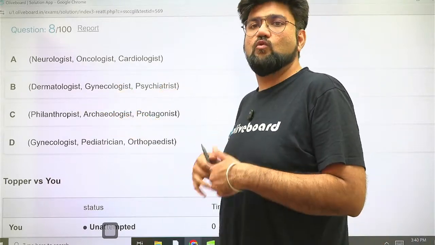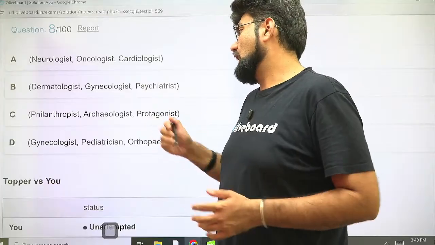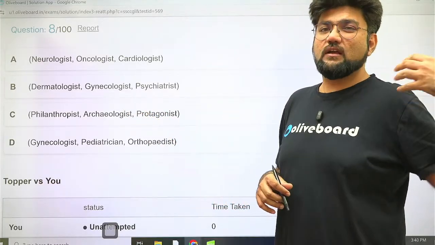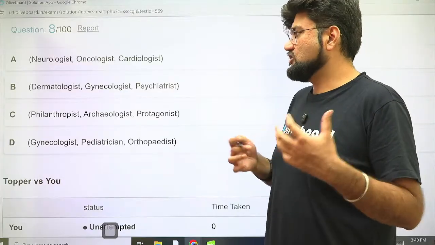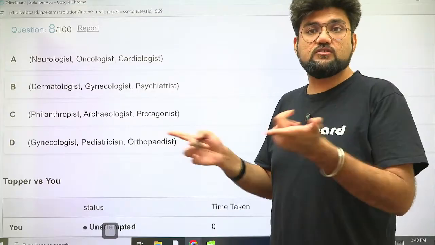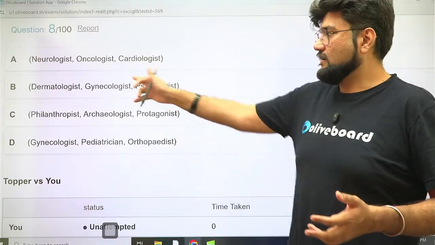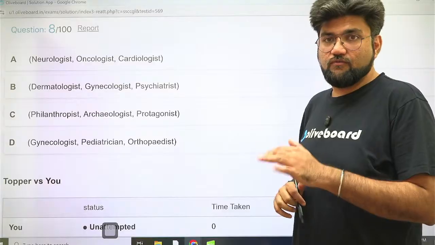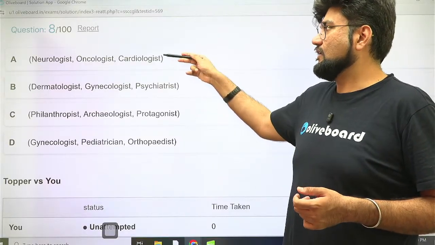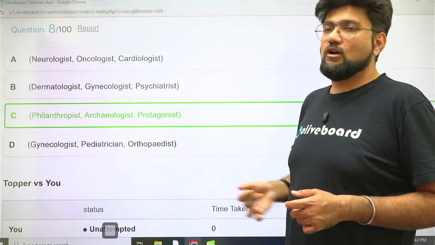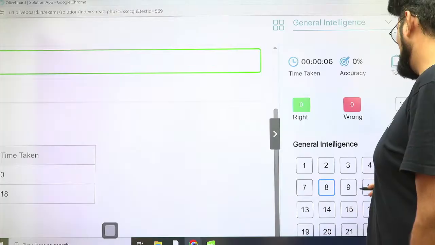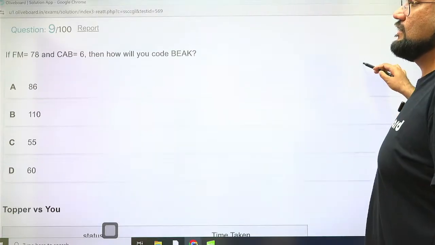Philanthropist is a person who does a lot of charity work. Archaeologist is a person who studies a lot of historical, old ancient artifacts, etc. Protagonist is a main person around which the whole story is based on. Gynecologist, again, pediatrician is a doctor of young children, and orthopedist is a doctor of bones. So technically we can see option A, B and D, they are all doctors of some or the other kind. Option C is not. So 18 seconds, pretty easy. I just had to elaborate so that you could relate to the words better.